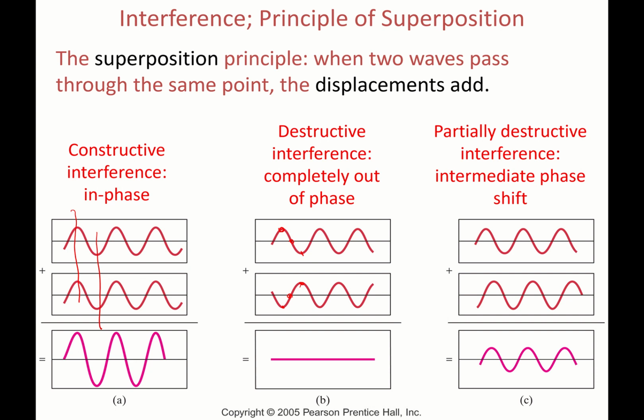If they're completely in phase, it's called constructive interference. You get a larger wave. If they're completely out of phase, which is 180 degrees out of phase, you'll get zero, which is called destructive interference. And usually what we get is something in between the two, and so we get a partially destructive or partially constructive interference.